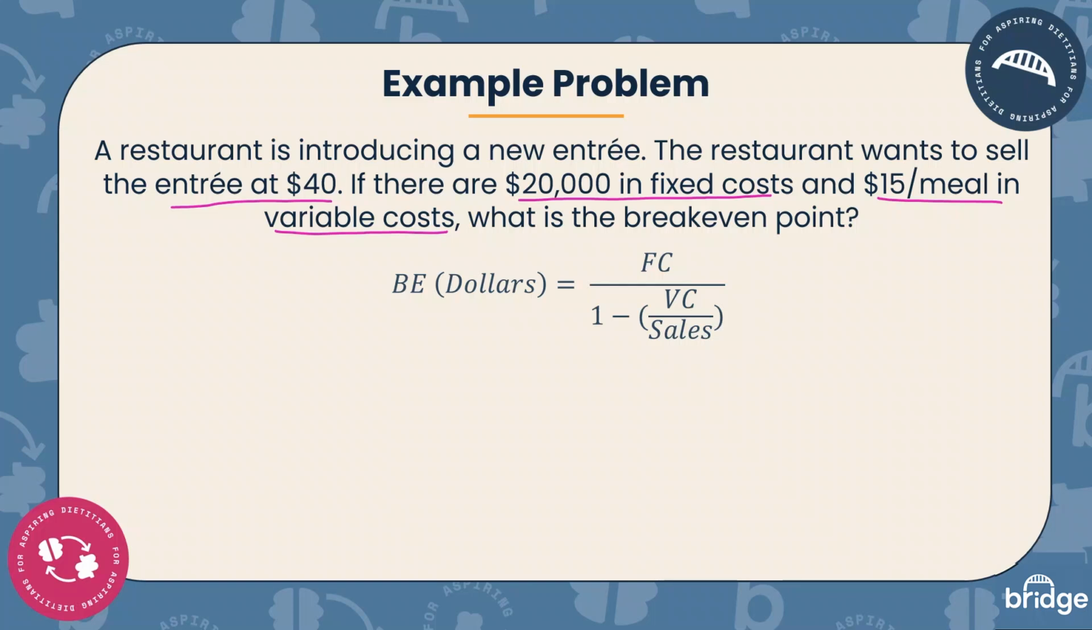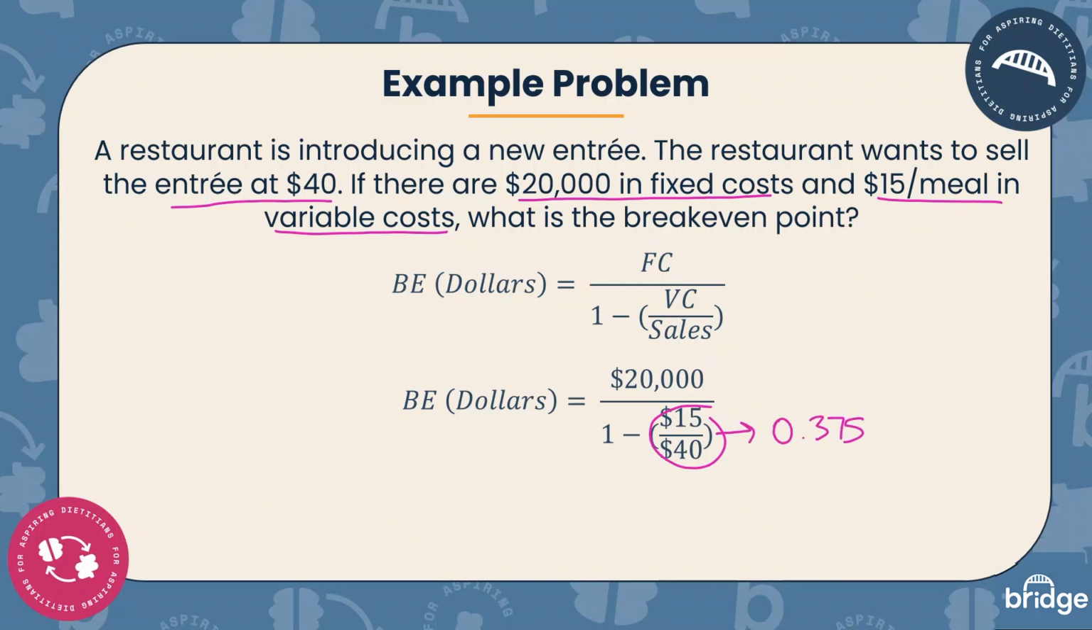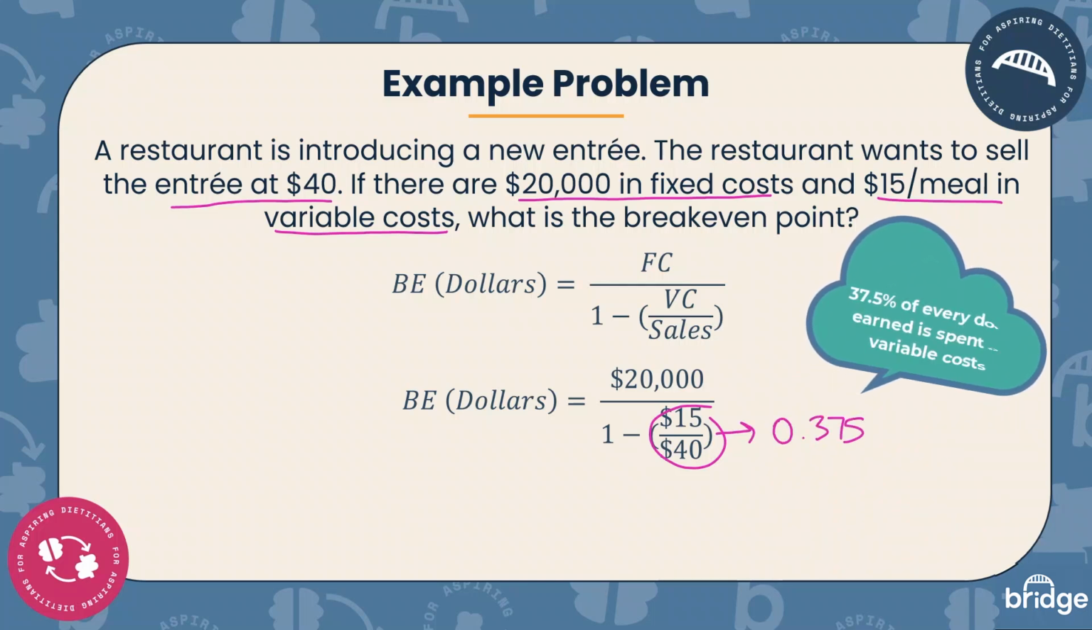But let me back up. The fixed costs here are $20,000. The variable costs are $15 and the sale price is $40. When we take 15 and divide it by 40, we get 0.375. That means 37.5% of every dollar earned is spent on variable costs.